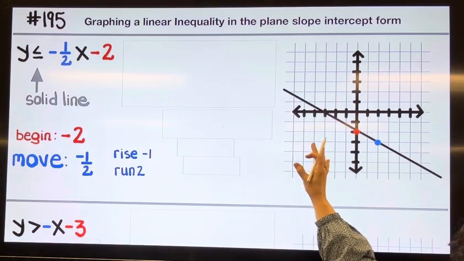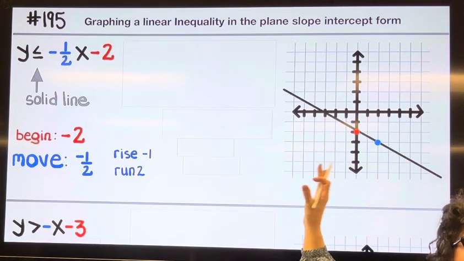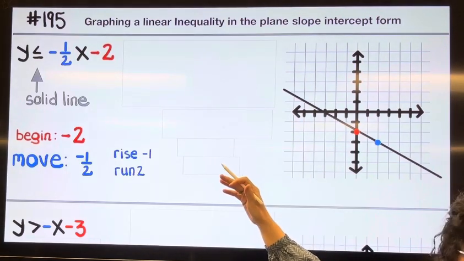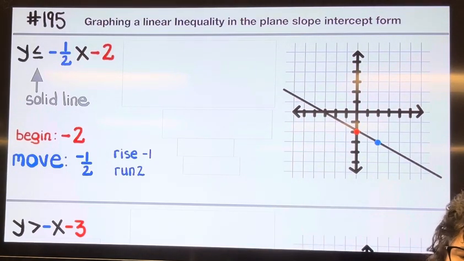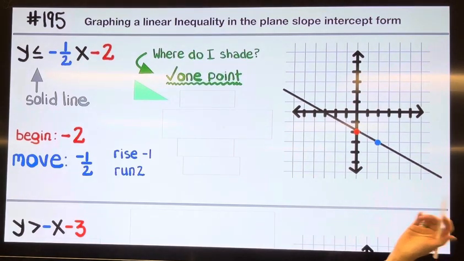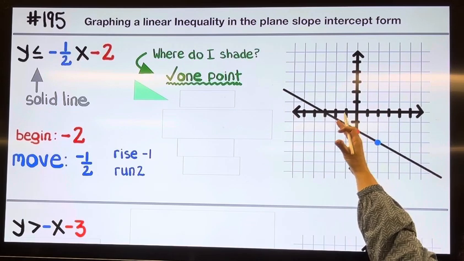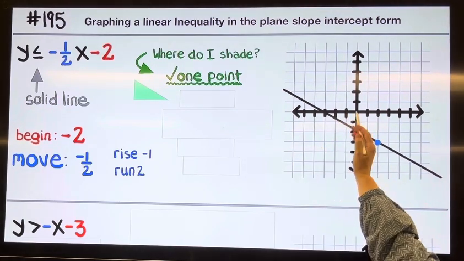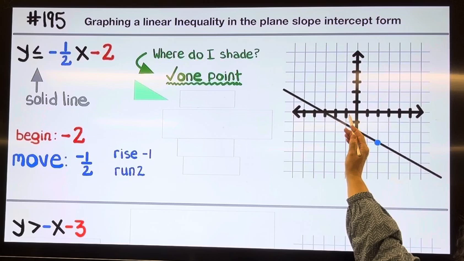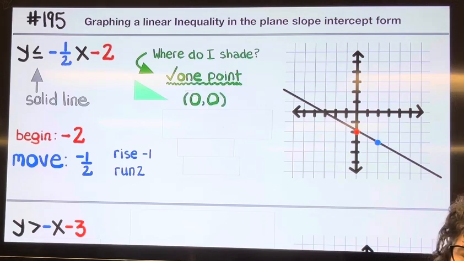The shading indicates that every point in the shading makes the original true. So I'm going to test a point, and you can test any point you want. You just want to make sure the point you test is clearly on one side of the line or the other. I like 0, 0 when I can use it, just because 0, 0 is usually an easier point to substitute. So I'm going to go with 0, 0.